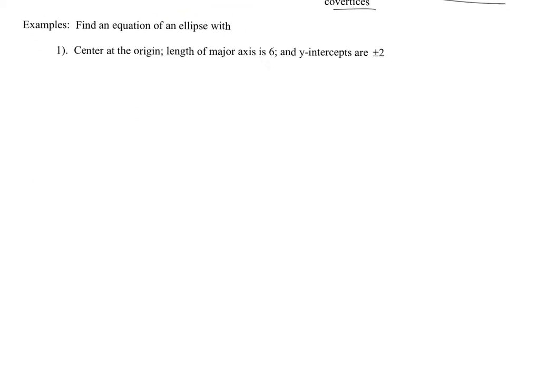We're looking for an equation of an ellipse that's centered at the origin, so we know our h and k is 0, 0. The length of the major axis is 6. Based on what I set up above, the length of the major axis is 2a. So if 2a is equal to 6, we know a is equal to 3. And the y-intercepts are at plus or minus 2. So that just gives me 2 points on the curve.